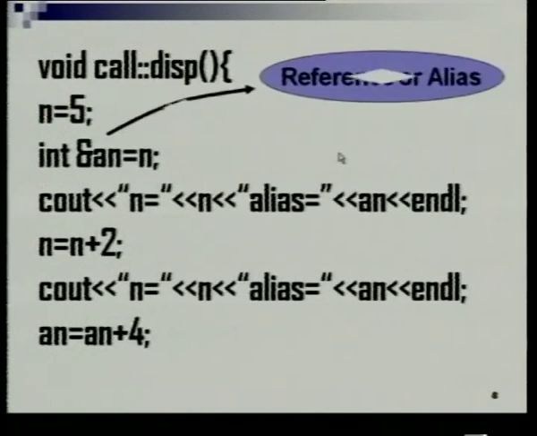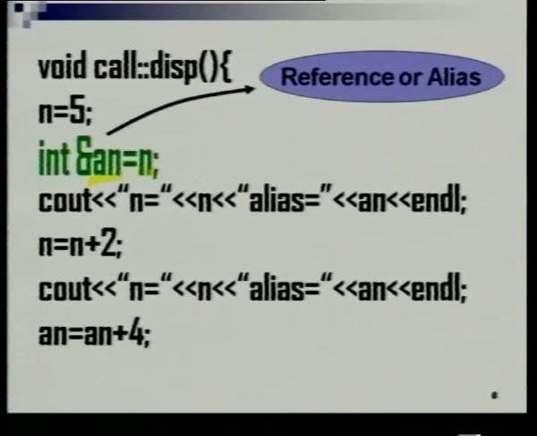Next, we are creating the reference or alias for that variable n, because we are going to execute the call by reference method of function execution. So, we need an alias for the actual variable, that is, another name for that actual variable. So, integer, we are using the address operator ampersand. We are having the alias an and we are initializing it to the variable n.